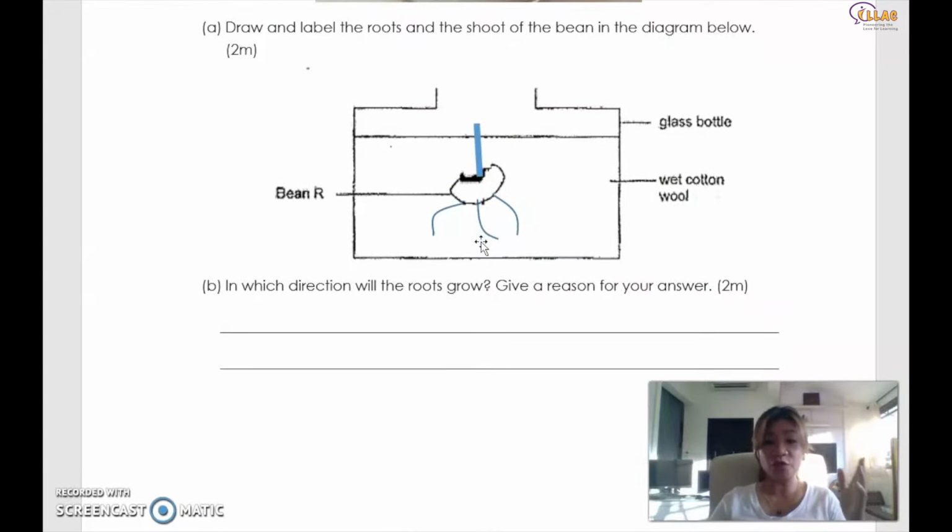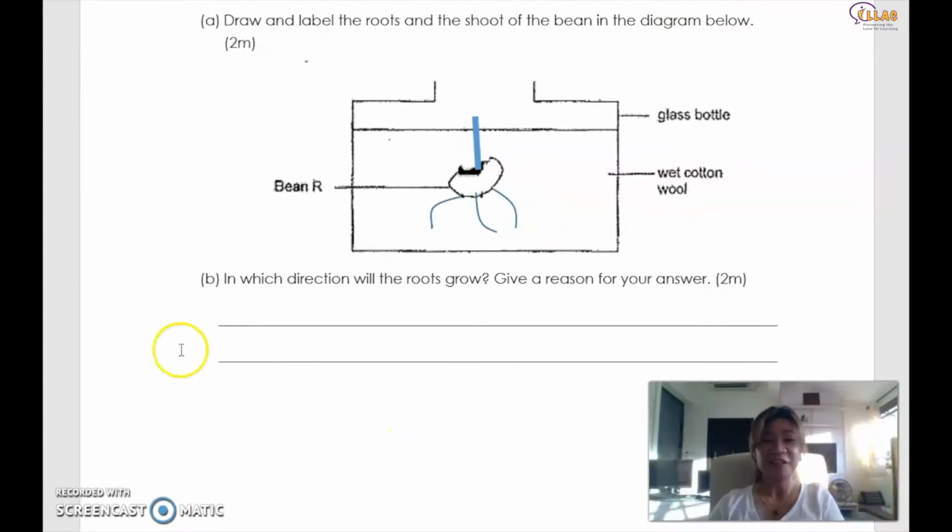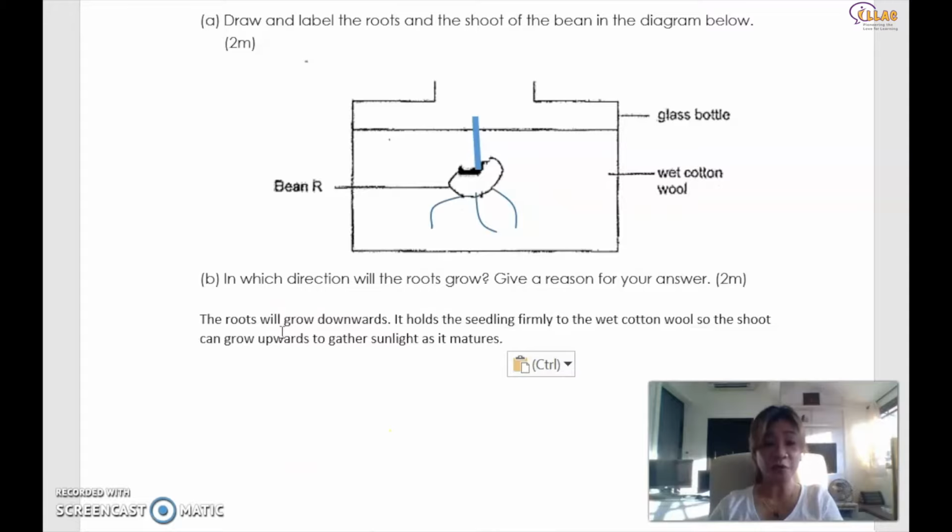In which direction will the roots grow? Give a reason for your answer. We'll answer that the roots will grow downwards, which is what we have learned just now, right? The roots will grow downwards. That will be one keyword. It holds the seedling firmly. So this will be another keyword.